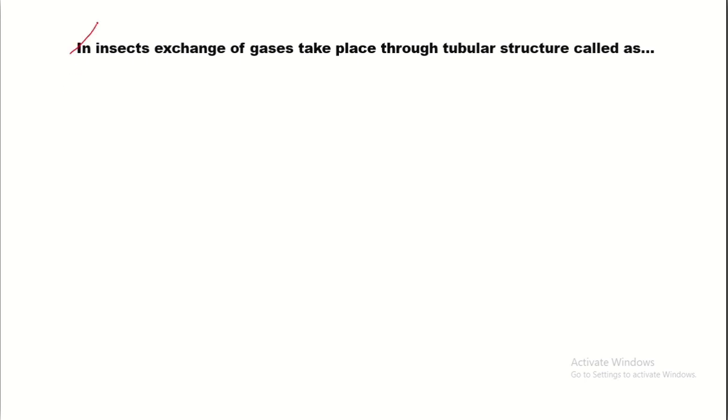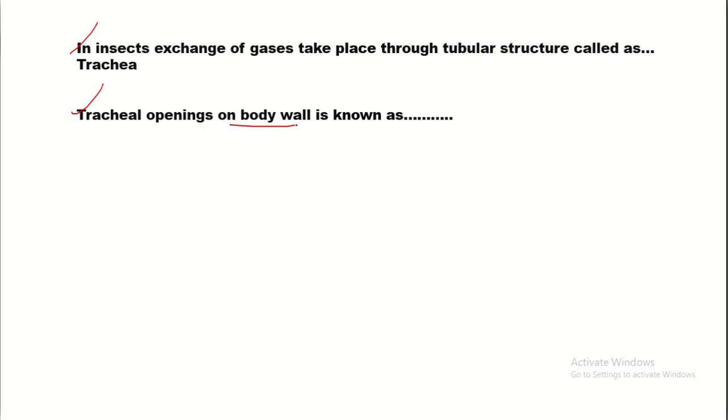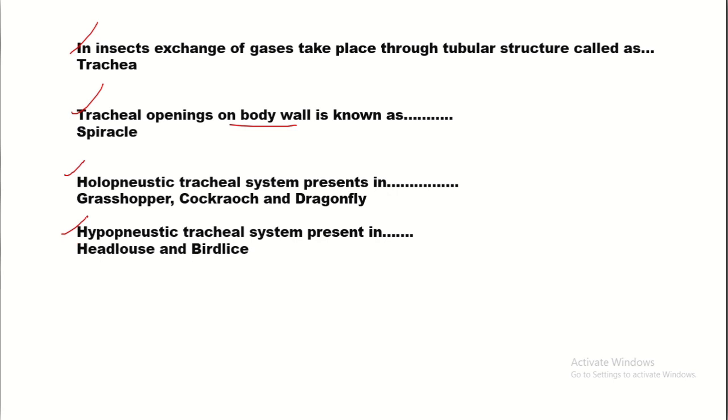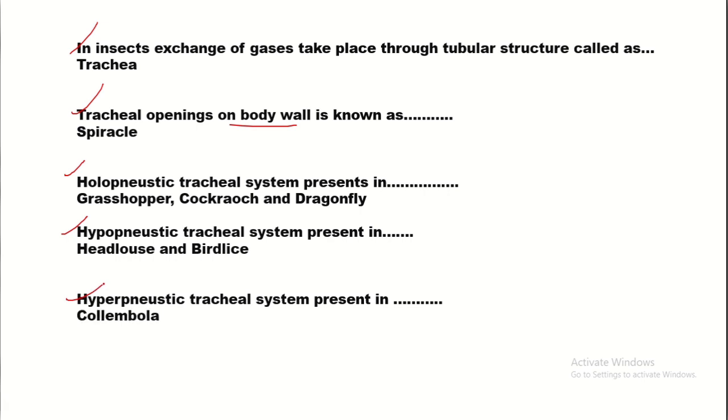In insects, exchange of gases takes place through tubular structures known as trachea. Tracheal opening on the body wall is known as spiracle. Holopneustic tracheal system is seen in grasshopper, cockroach and dragonfly. Hypopneustic tracheal system is present in head louse and bird lice. Hyperpneustic tracheal system is seen in Collembola.